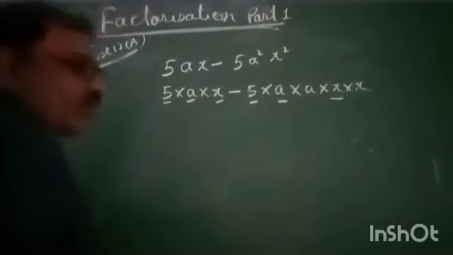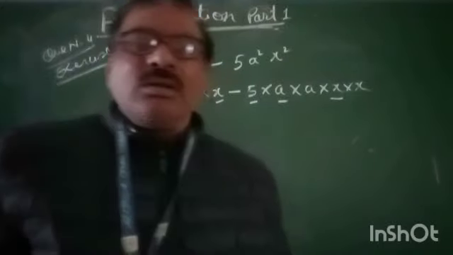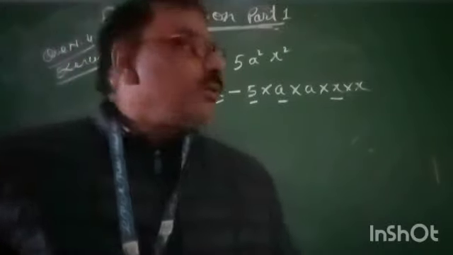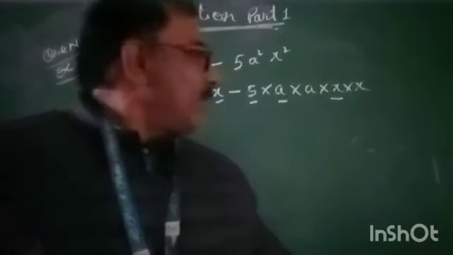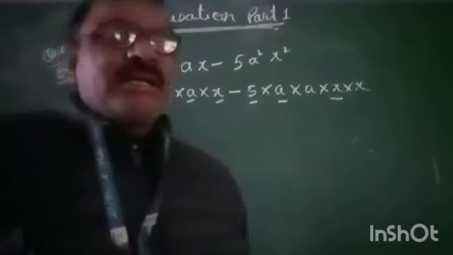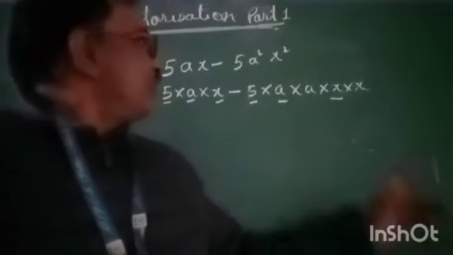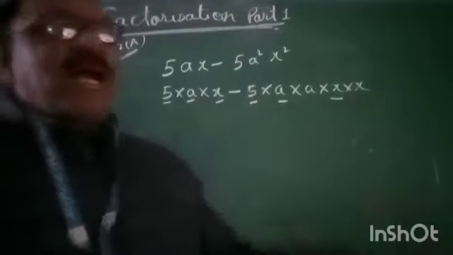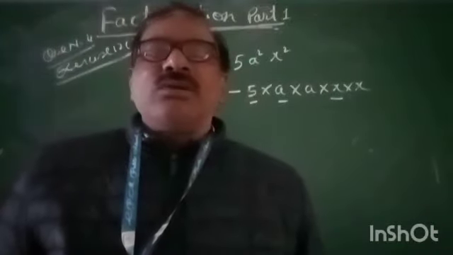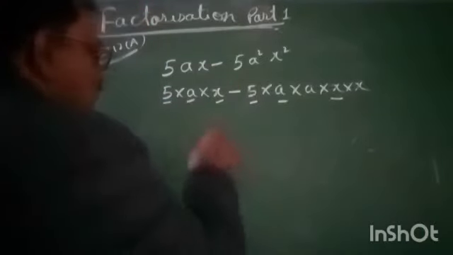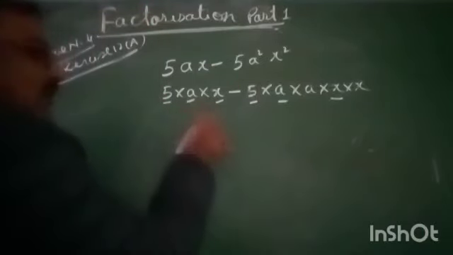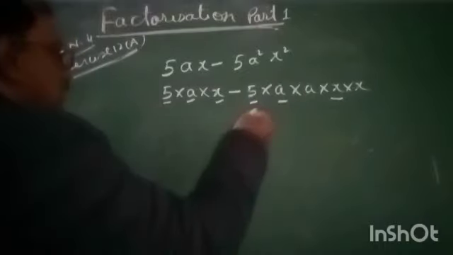So it is clear that 5ax is the greatest common factor of 5ax minus 5a square x square. So I will take 5ax common in both the terms.